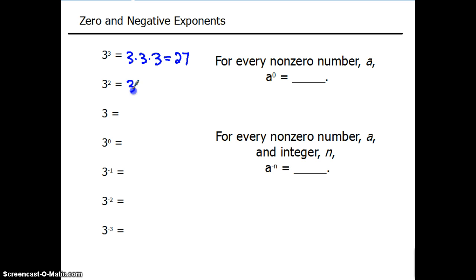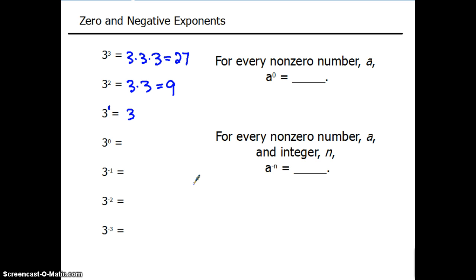Alright, 3 squared means that we have 2 3's. And 3 times 3 is 9. Alright, and then 3 to the first power, which is what this is, we know that is just 3. Alright, so we have been working on how to mentally figure those out, and we also worked on how to type something like that into the calculator.